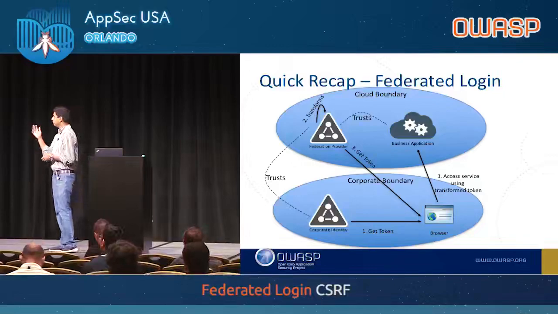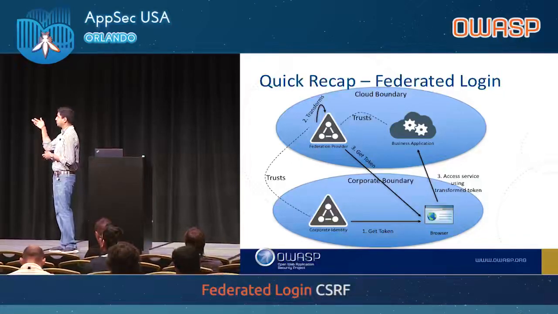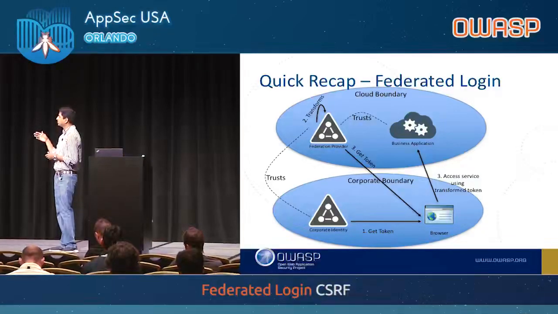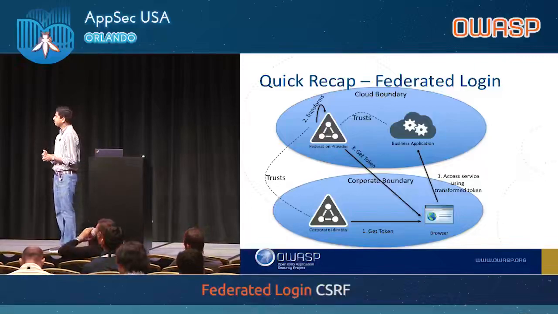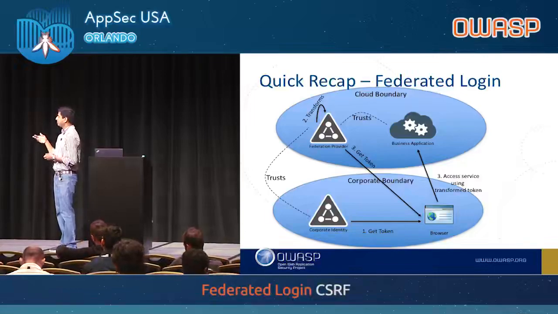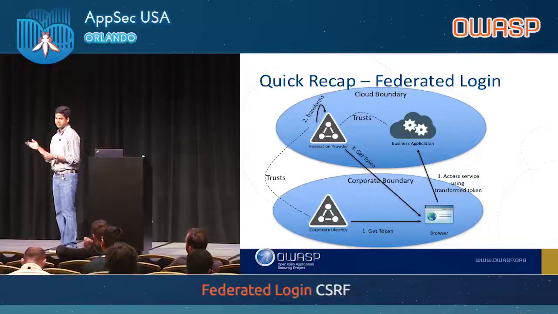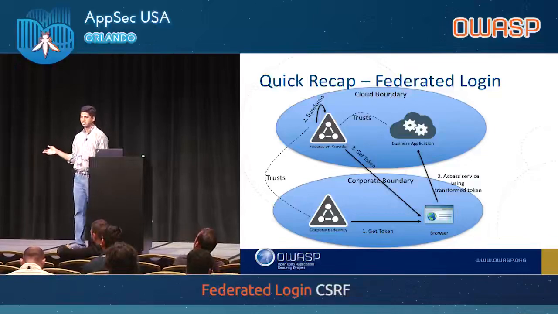So how you do this is basically establish trust between the business application and some federation provider, and between the federation provider and the corporate identity. Now, when the user needs to log into the business application, they would get a token from the corporate identity and transform that token using the federation provider and send the transformed token to the business application. This is just to recap what is federated login.